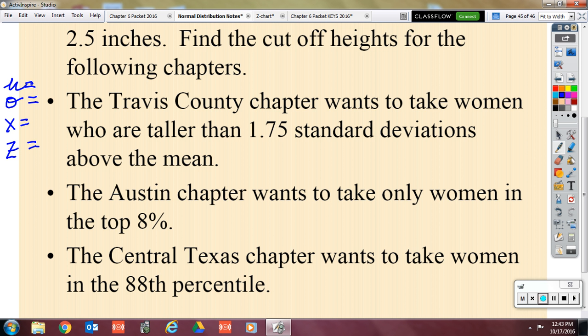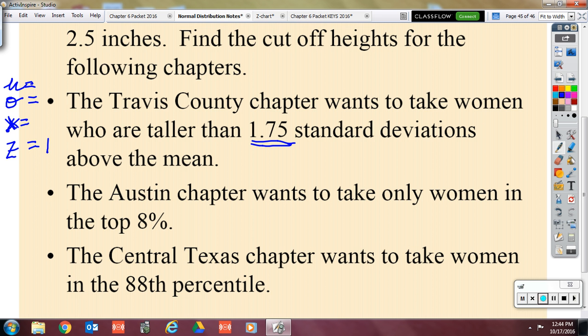The Travis County chapter wants to take women who are taller than 1.75 standard deviations above the mean. So what is this 1.75? Is it a piece of data or is it a z-score? Good, it's a z-score. Why? Because a z-score is the number of standard deviations above the mean. Good.